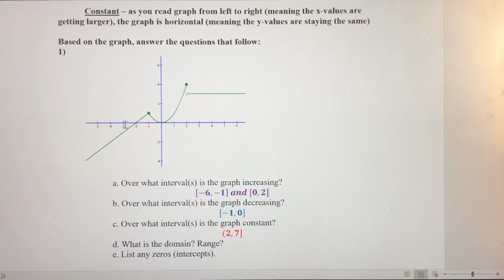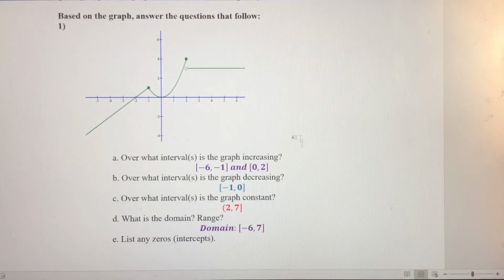Domain: remember, domain is what values of x are present. What can x be, what can x not be? We've talked about that a lot. So this graph moves from -6 on the left to 7 on the right. All values are present, even this value at 2, even though there's an open circle here, 2 is present at this closed point here. So the domain is the values from -6 to 7 inclusive. We're including both -6 and 7 in that domain.